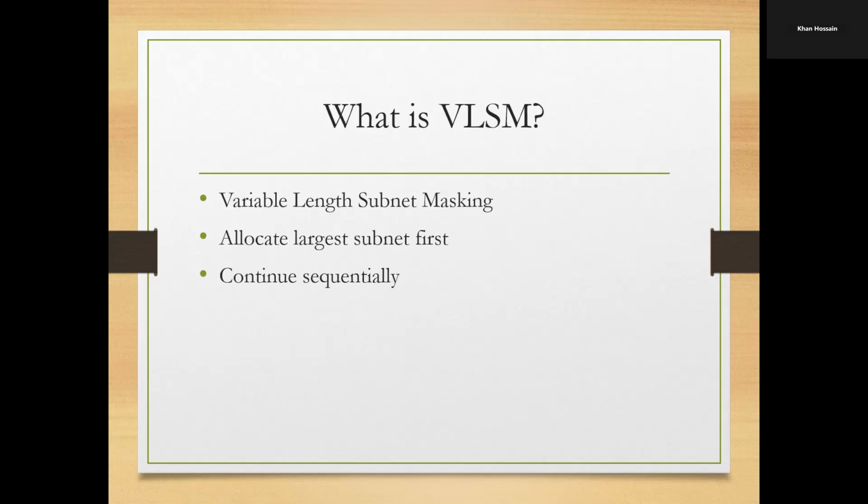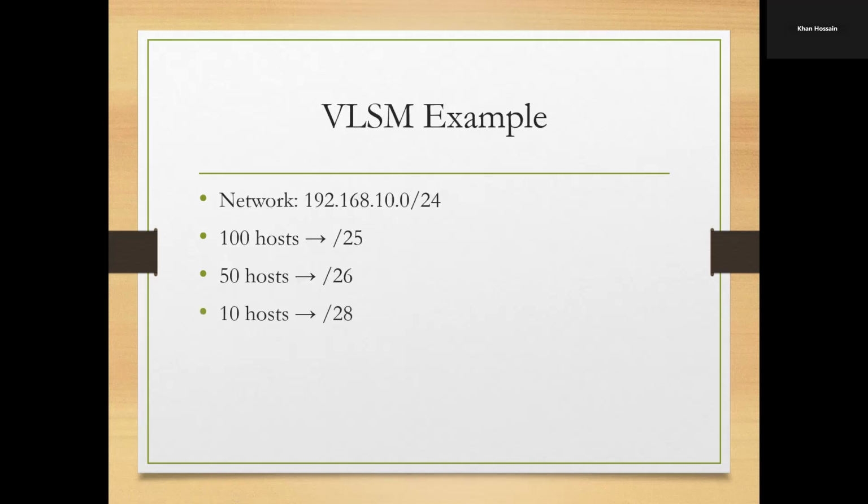Now, what is VLSM? VLSM stands for Variable Length Subnet Masking, which allocates the largest subnet first and continues sequentially. For example, network 192.168.10.0/24: 100 hosts needs /25, 50 hosts needs /26, and 10 hosts needs /28.